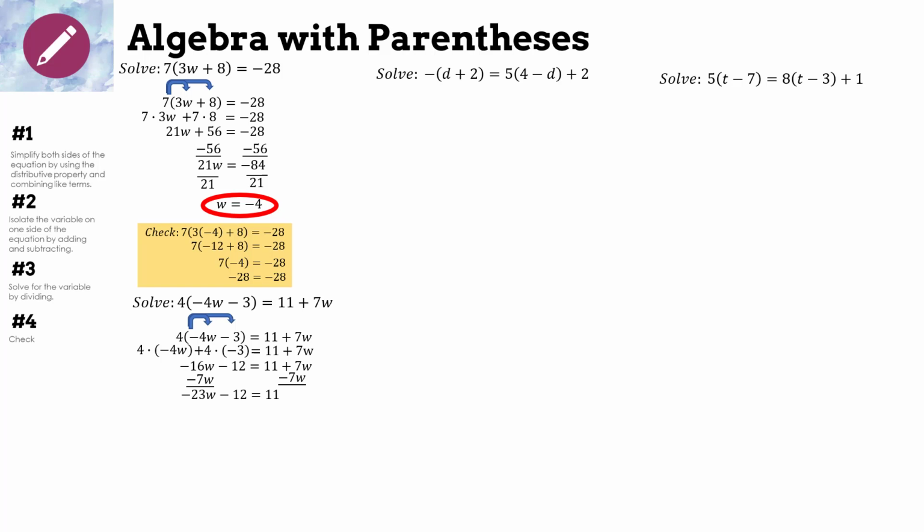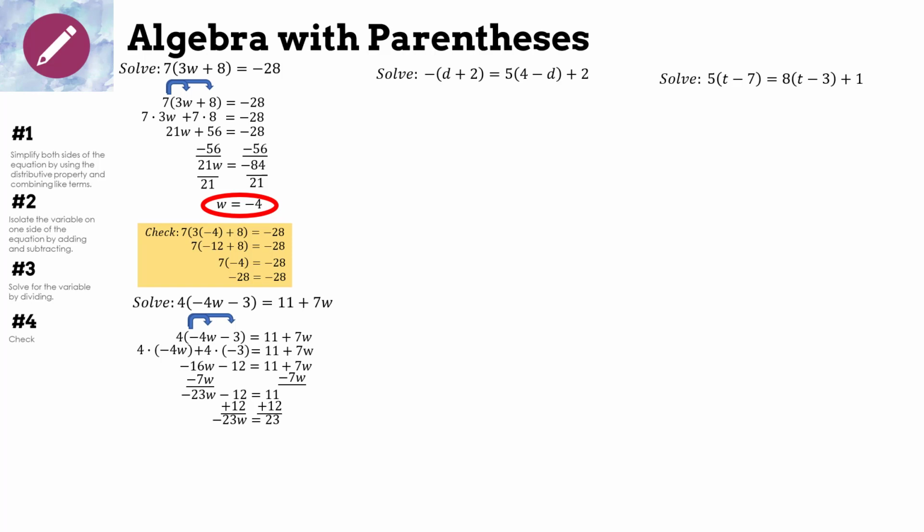So now we have the w, or the variable, on one side. We need to get rid of the negative 12. Well, what's the opposite of a negative 12 or a subtract 12? Yeah, we have to add it. We're going to add 12 to both sides of the equal sign, and that gives us negative 23w equals 23. But we don't want to know negative 23w. We want to know w.